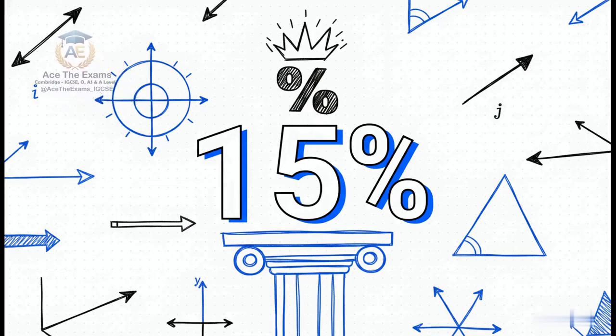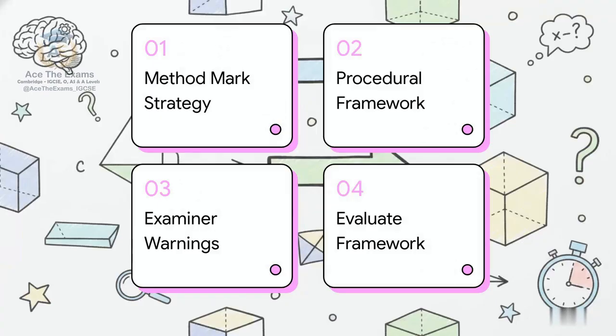This is exactly where our students Alex and Sam are leaving points on the table. They are losing that 15% because they don't know how to argue their mathematical case. But by the end of this explainer, you will. Here is our strategy briefing for today. We're covering four main areas. First, the method mark strategy. Second, building your procedural framework. Third, the top 3 examiner warnings. And finally, the deconstruct, solve, evaluate method.